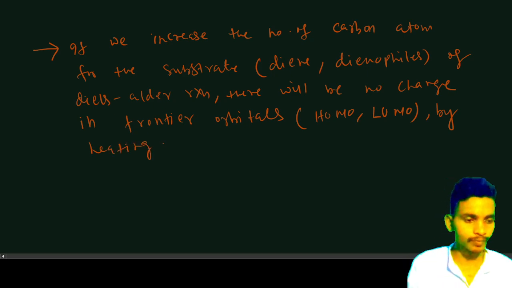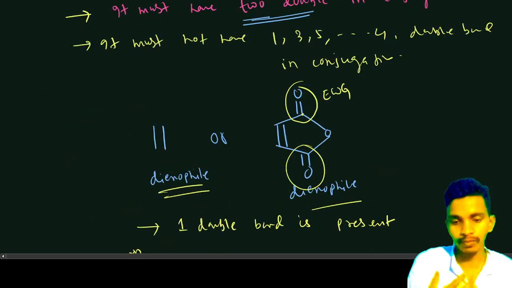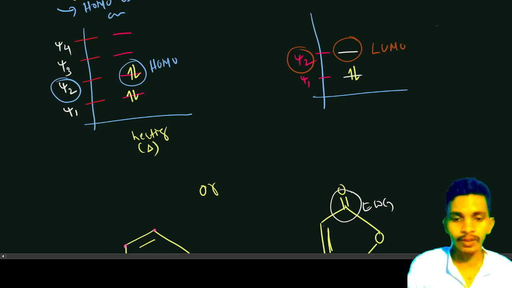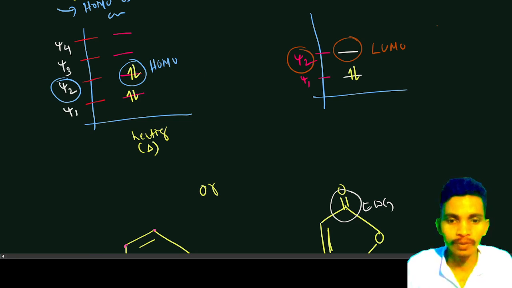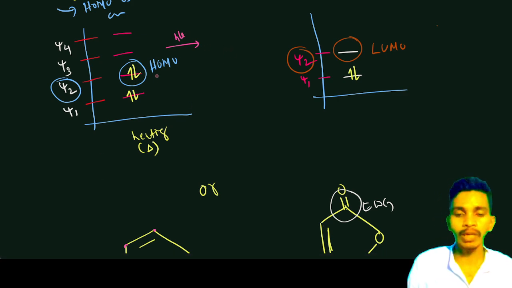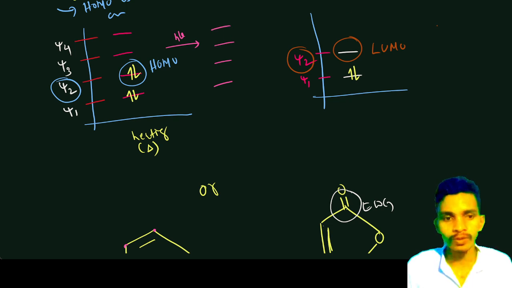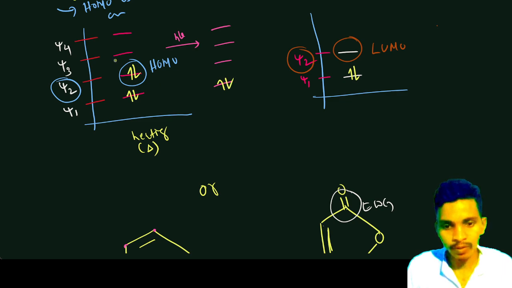Okay, but now I will do that under photochemical conditions. This was on heating; now I will do it under photochemical conditions. If I give photochemical conditions to it, then what will happen here? You see that on photochemical conditions, one electron will shift to a high energy state.